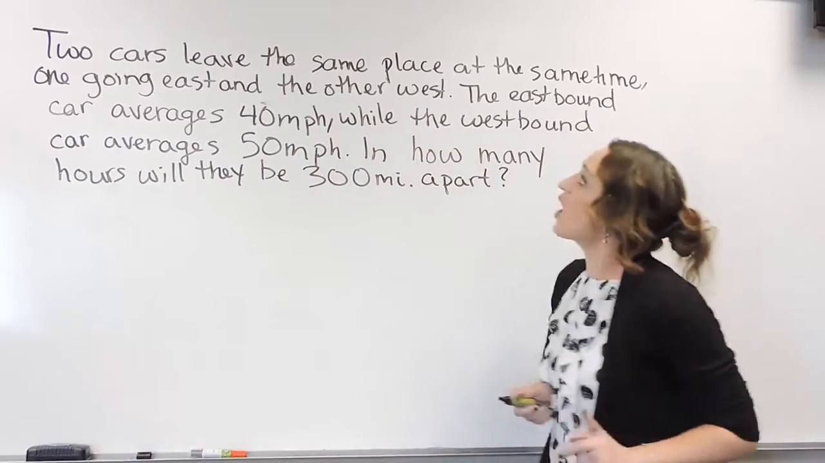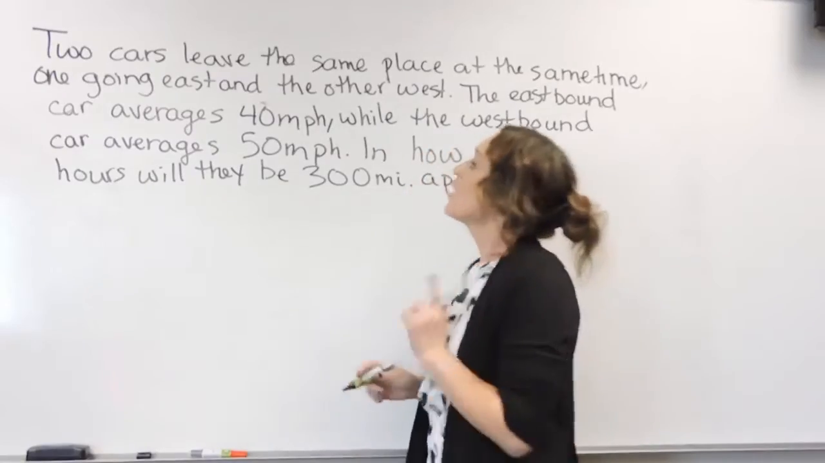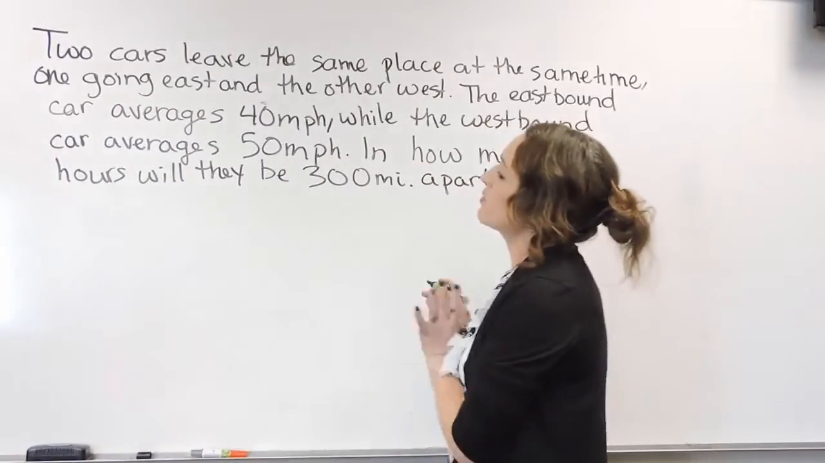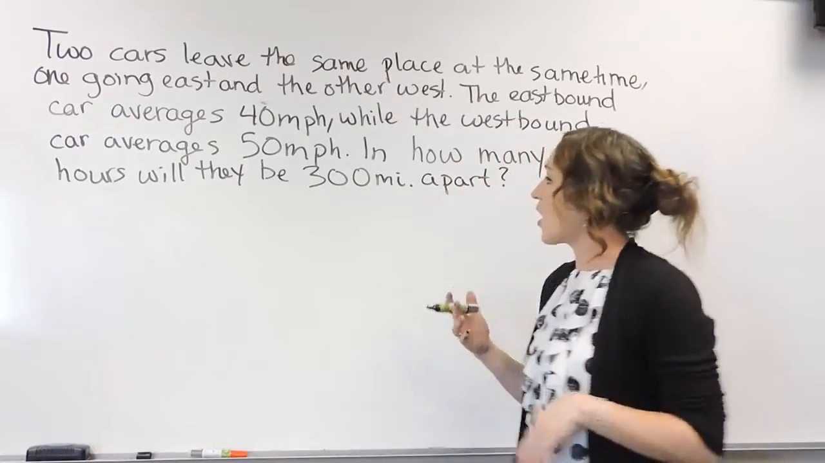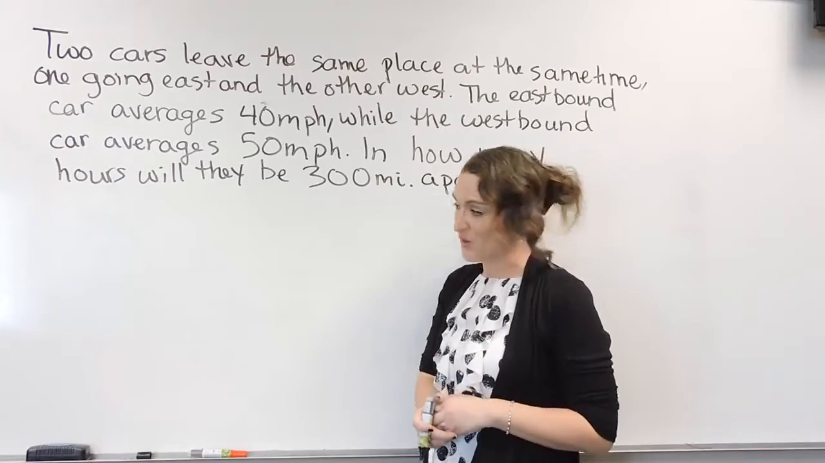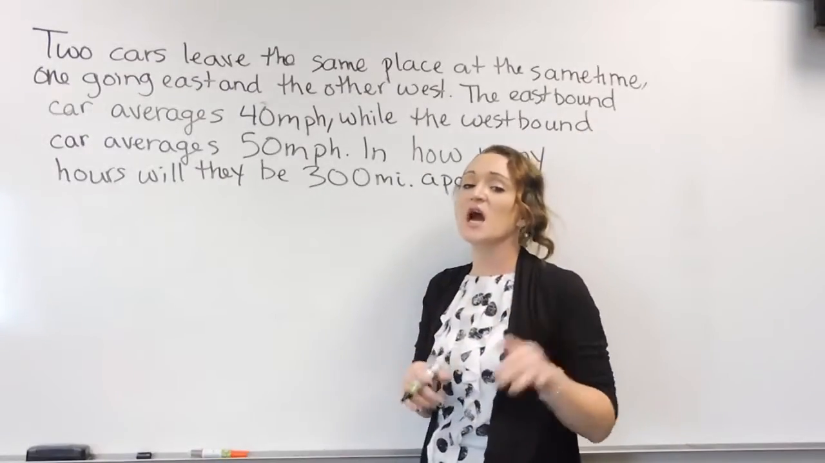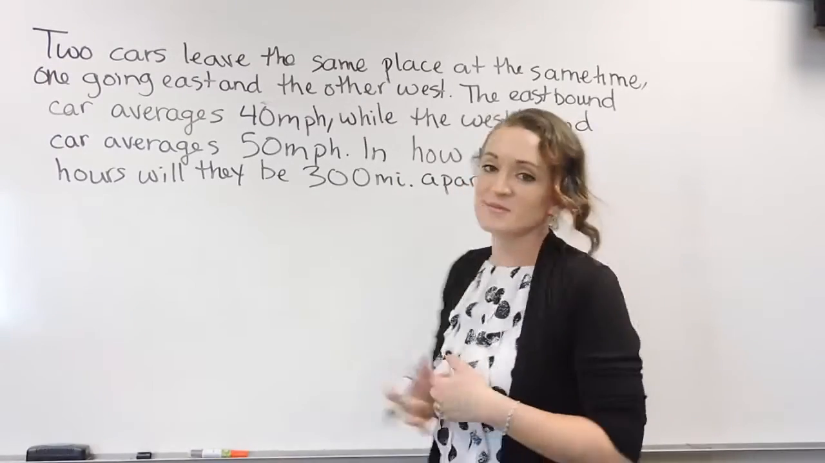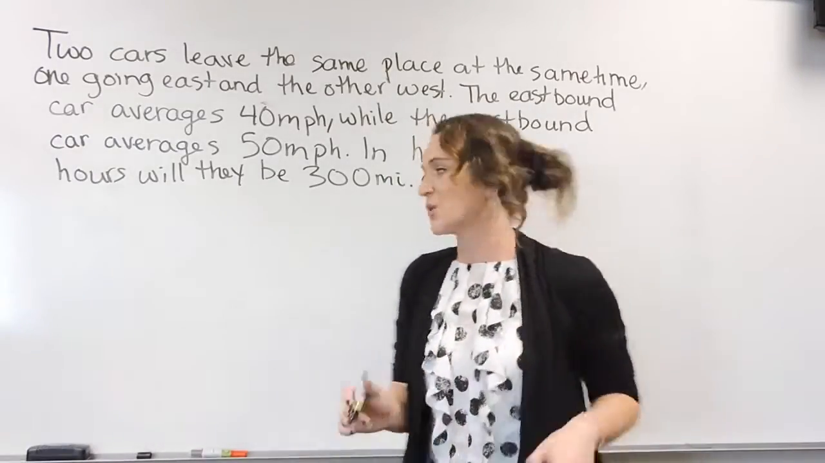It says two cars leave the same place at the same time, one going east and the other going west. The eastbound car averages 40 miles an hour, while the westbound car averages 50 miles per hour. In how many hours will they be 300 miles apart? When it comes to these problems, it might make it easier to draw a picture of what's going on.